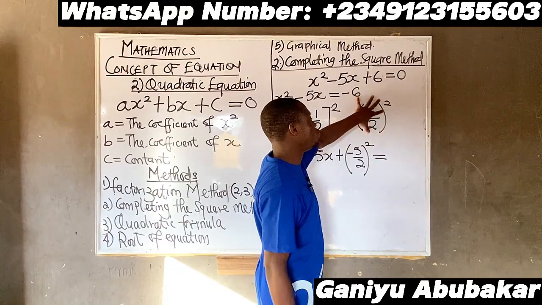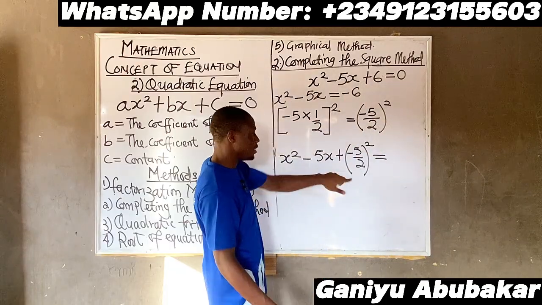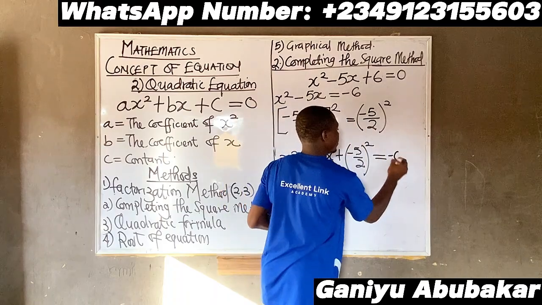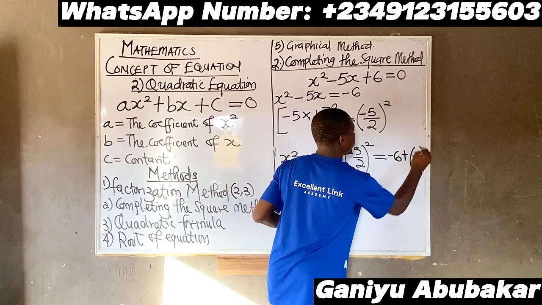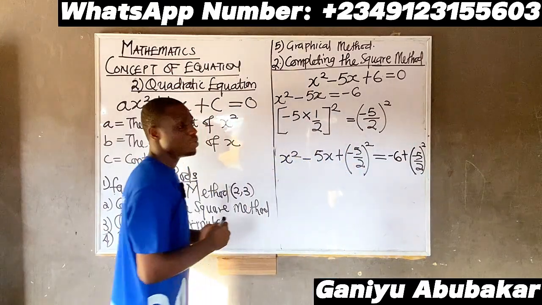So I add this to what? Both sides. I've added it here, also minus 6. Add this what? Add it here too, minus 5 over 2 over there, all squared.